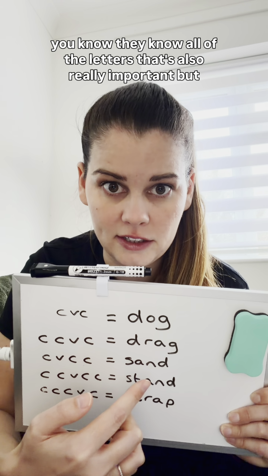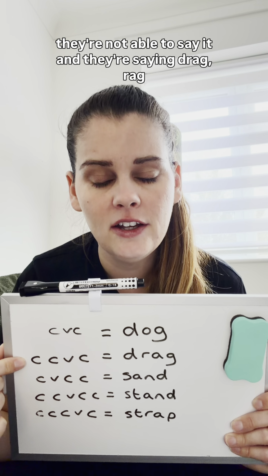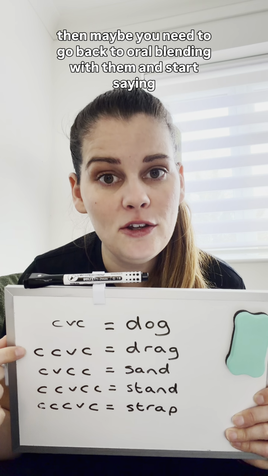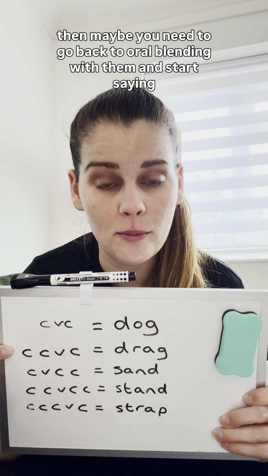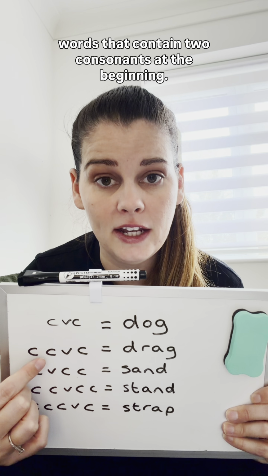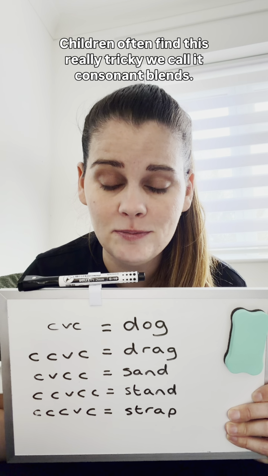If your child is coming across the word, for example, drag in their story, and you know they know all of the letters, that's also really important, but they're not able to say it and they're saying d-r-a-g, rag, then maybe you need to go back to oral blending with them and start saying words that contain 2 consonants at the beginning. Children often find this really tricky. We call it consonant blends.